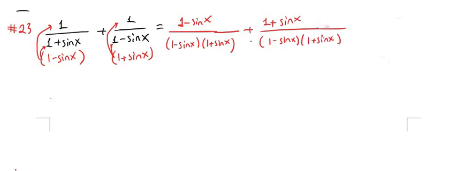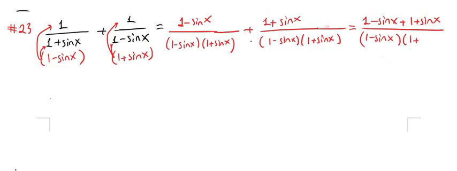Now we have the like denominators, or common denominator, so we can merge these two fractions. So what we have on top is 1 minus sine x plus 1 plus sine x. And in the denominator we have 1 minus sine x times 1 plus sine x. On top, negative sine x cancels positive sine x because we're adding, and 1 plus 1 is 2 on top.